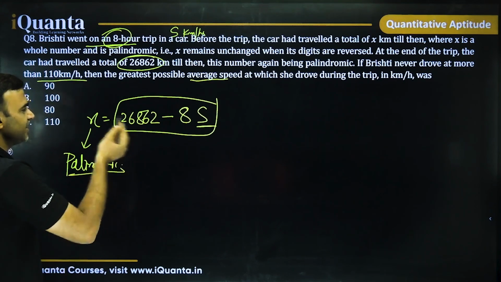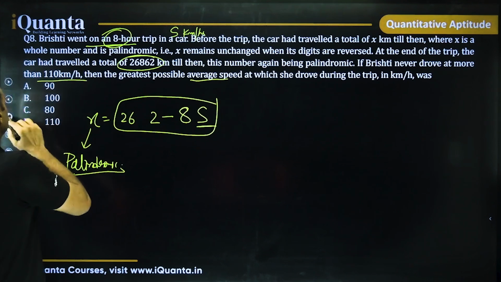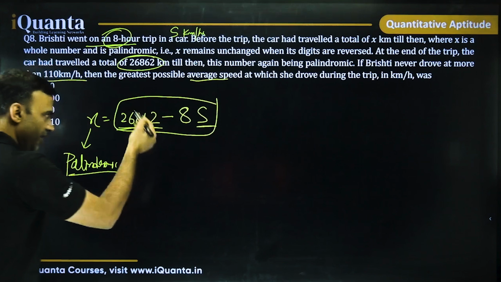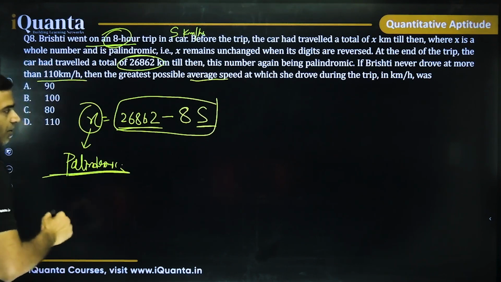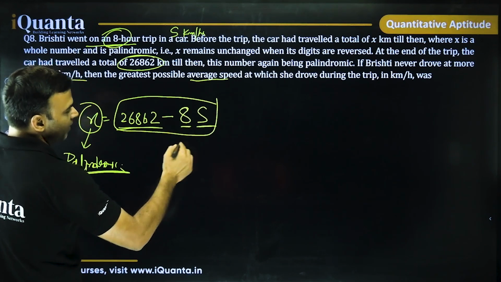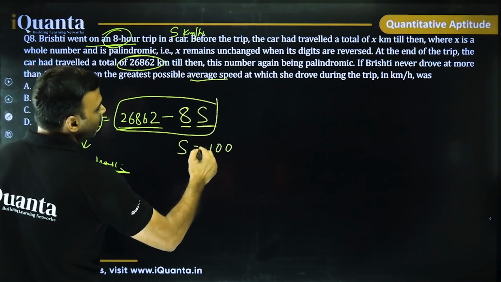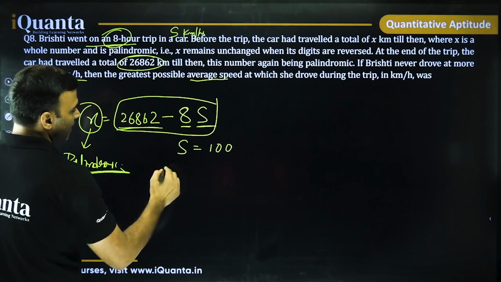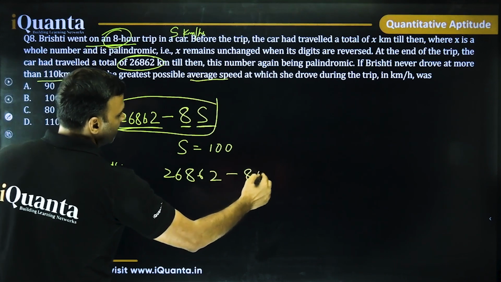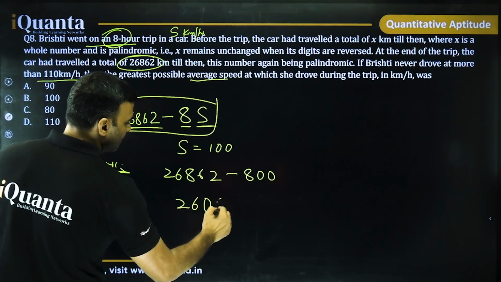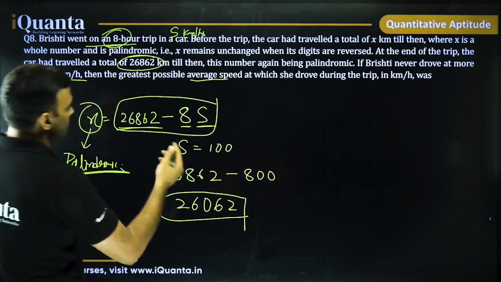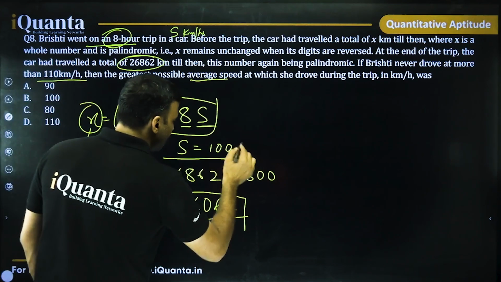Now, this is very interesting. Just by looks of it, it's very clear that even after subtracting 8s, whatever outcome we get should still be palindromic. That means forward, backward, it should look exactly the same. And this being a multiple of 8, there is only one possibility. The largest value is 100, for which, if you take s equal to 100, this will become 26,862 minus 800. So this will give us 26,062, which is still palindromic. You cannot take more than 100. You could have taken other values also, but here the largest value possible is simply 100.